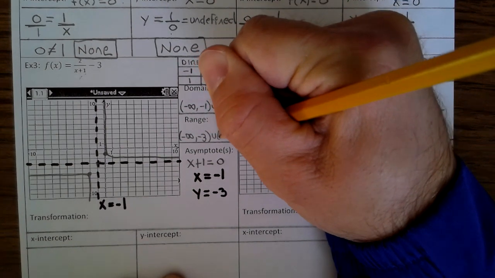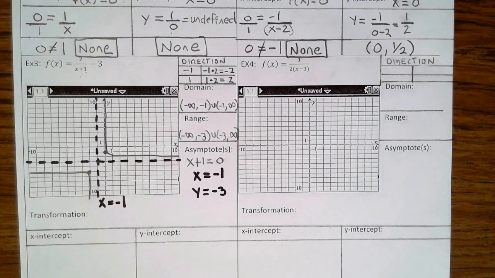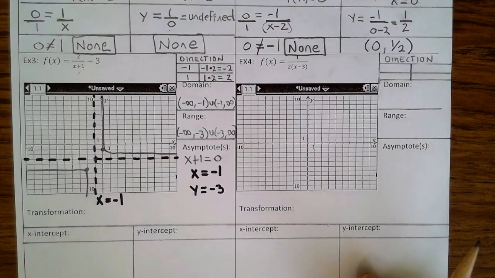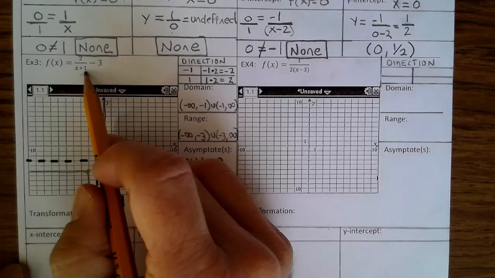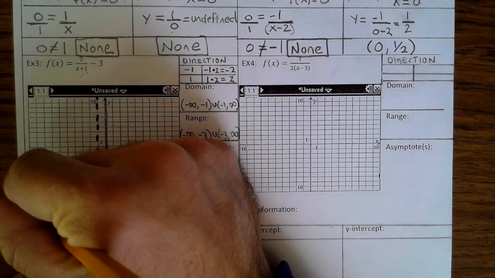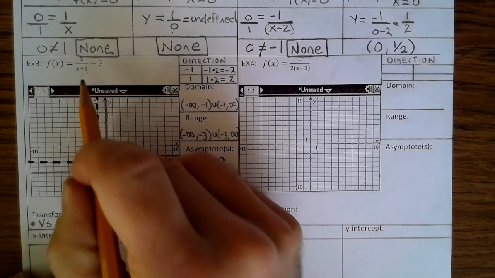All right, transformations. Looks like we have 1, 2, 3. So we have a vertical stretch of 2. That's left 1 unit, and down 3 units.